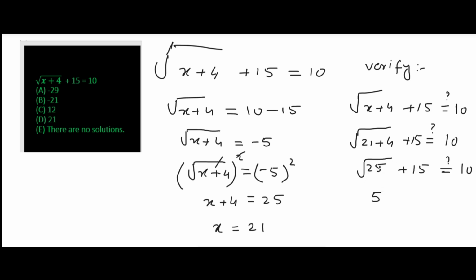5 square equal to 25, and the square will cancel the square root. So 5 plus 15 equal 10. So this will become 20 equal 10, which is obviously not true, 20 is not equal to 10. So it means that x is equal to 21 is not the solution or value of x. Therefore, option E is the correct answer. There is no solution for x.